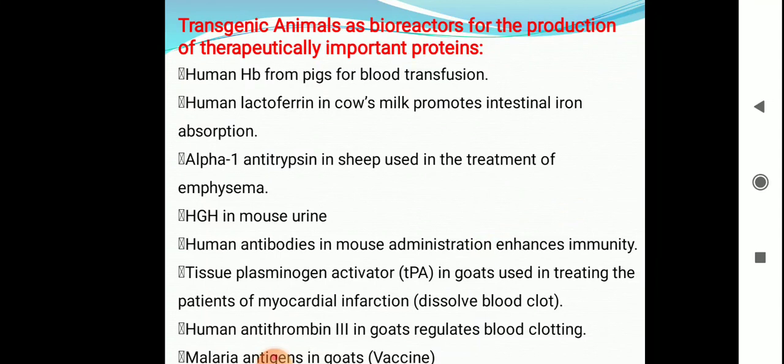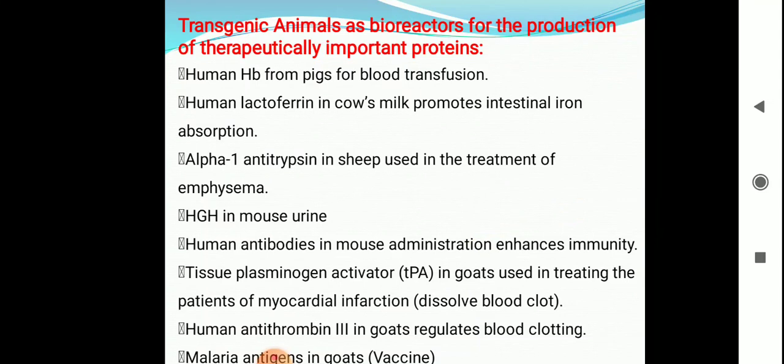Now, the transgenic animals which are used as bioreactors for the production of therapeutically important proteins, in industry levels, okay, in agriculture level, are used in the following ways. There are proteins. Okay, for example, first human hemoglobin from the pig for blood transfusions. Okay, next human lactoferrin in cow's milk promotes intestinal iron absorption. It is also one important protein, human lactoferrin.